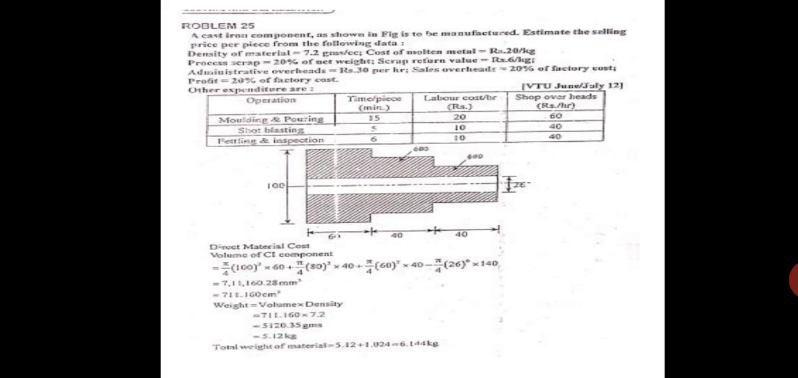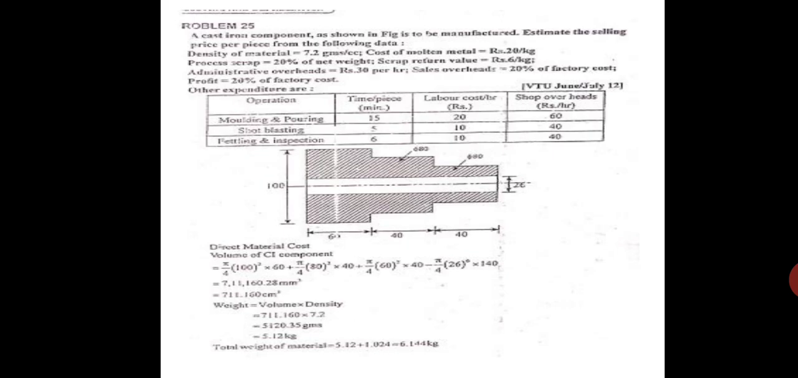So first we will calculate the volume of the material, then we will calculate the weight, and thus we will be able to calculate the direct material cost. Please understand again, it is given in diameters. The outside diameter is 100 mm, the next step diameter is 80 mm, the third step is 60 mm, and the inside bore is 26 mm diameter. It is a hollow one. This means definitely it is a stepped cylindrical component.